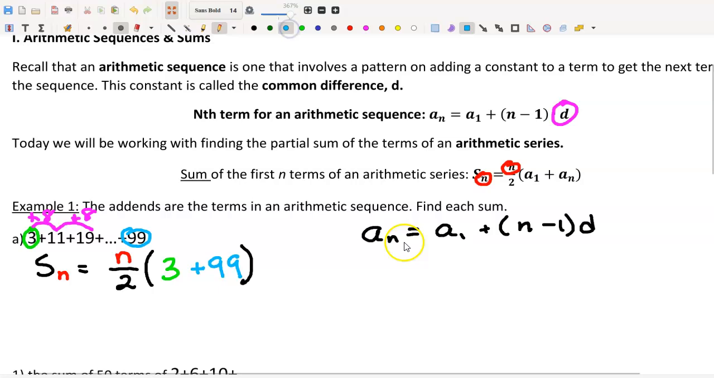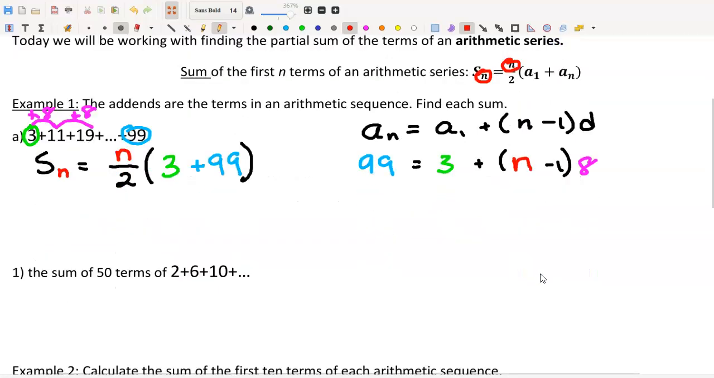So my last term is 99. My first term is 3. And I've got my difference, which is 8. And I'm solving for n right here. So just do a little mathing. Subtract 3 on both sides. We'll get the 96.